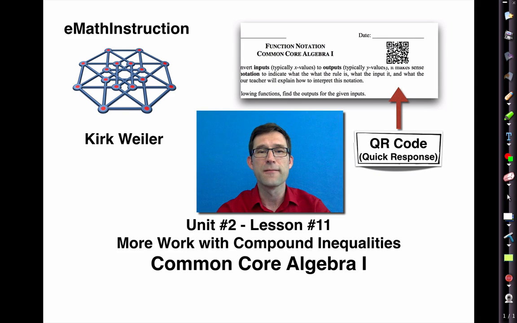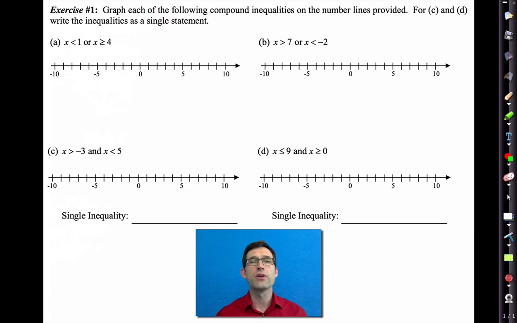All right, let's begin. In the last lesson, we talked about compound inequalities, and we actually ended it by doing some problems that we're going to begin with today. We're going to graph some compound inequalities, that is, two inequalities at once that are connected by either the word or the word and. Exercise 1 asks us to graph each of the following compound inequalities on the number lines provided. For C and D, write the inequalities as a single statement. Well, we'll take a look at that in a second.